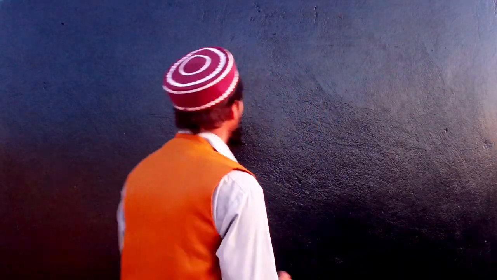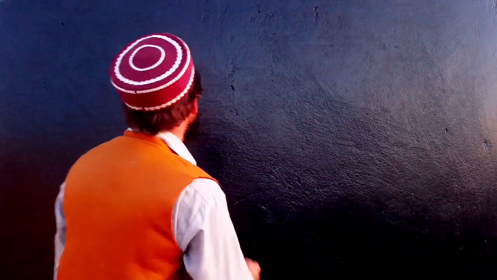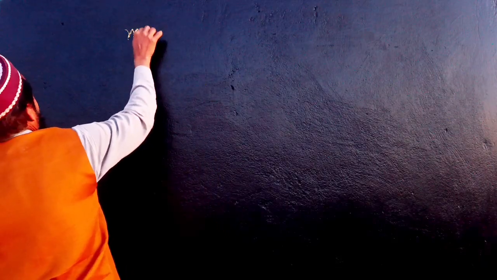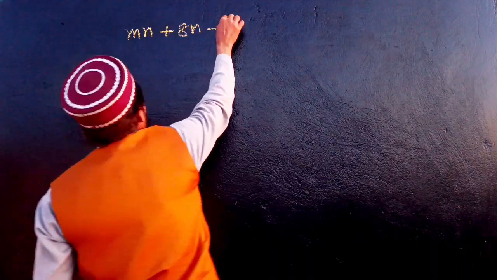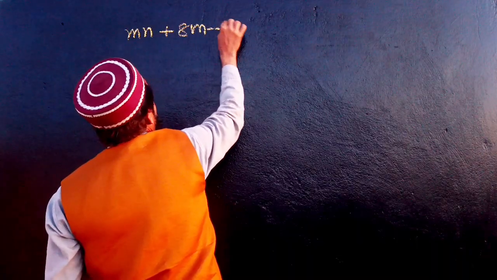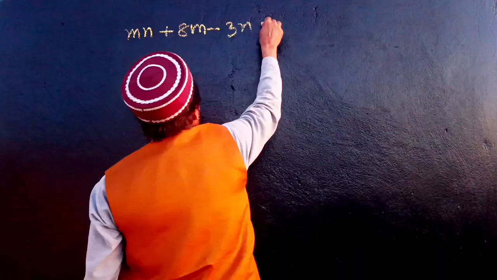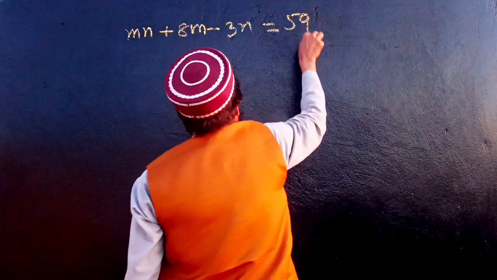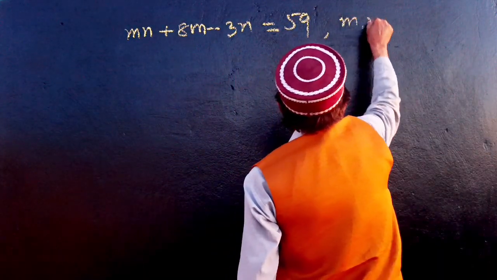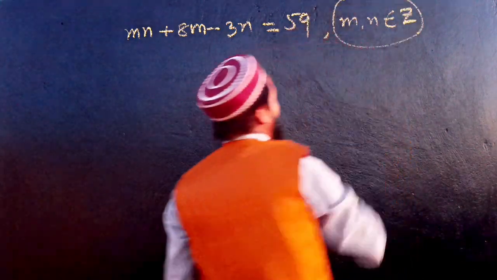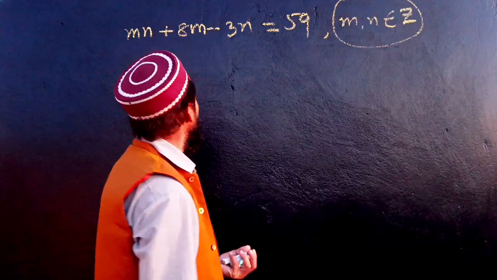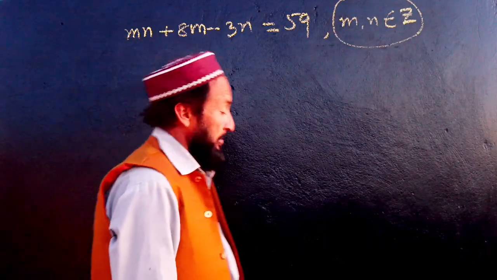Today we have a new tricky question for you. How can we calculate the value of m and n when m and n belong to positive integers? So, mn + 8n - 8m - 3n is equal to 59, and m and n belong to positive integers. So how can we calculate the value of m and n?